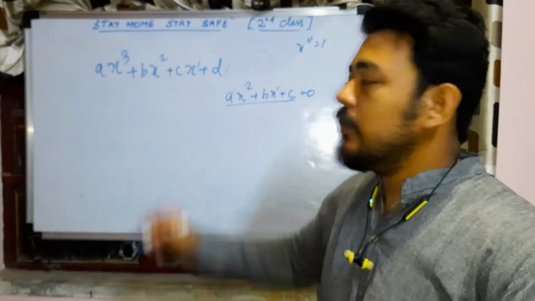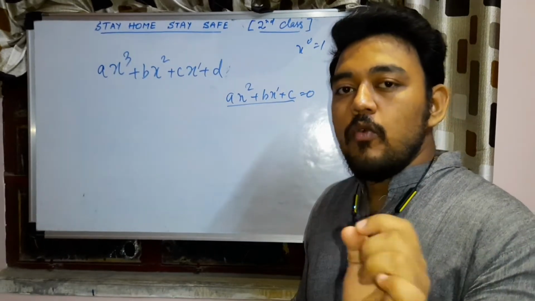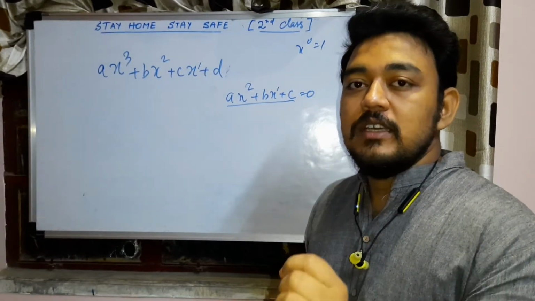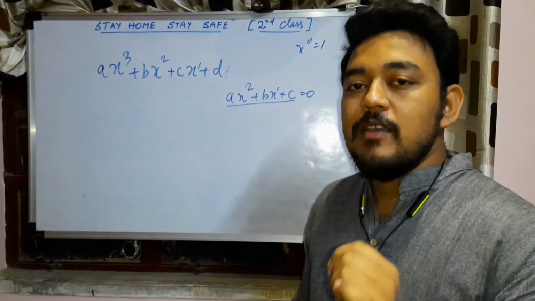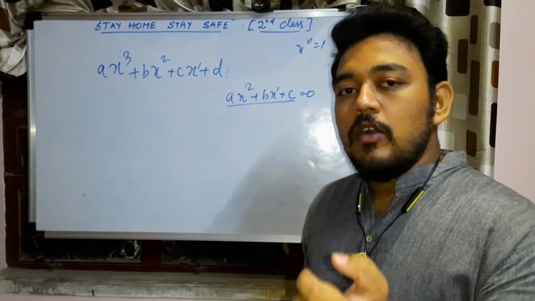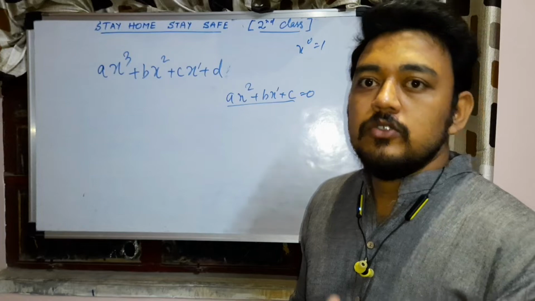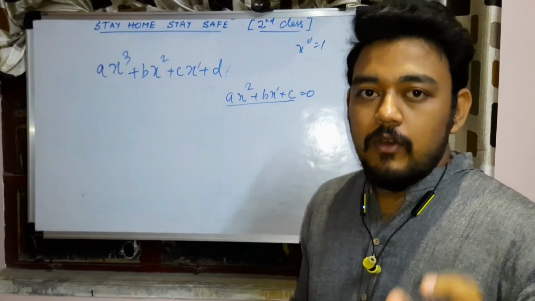But how to solve this one? Let us take an example, and then I will show you how we can factorize it in a nice way. Also I will show you my process, which I prefer a lot because I think it is the easiest one. I will show you the division method also, and also my process. You choose which one you will follow.